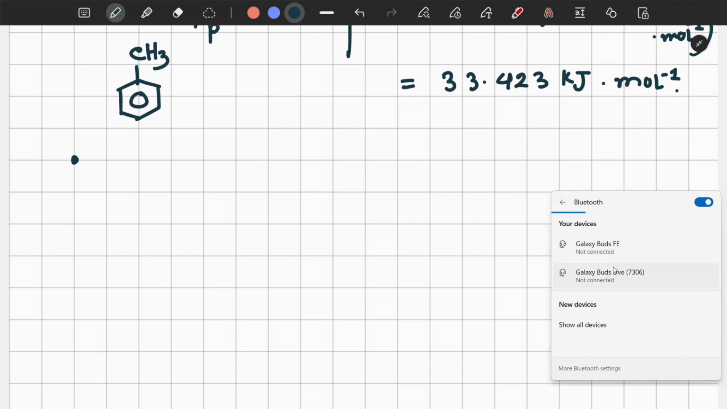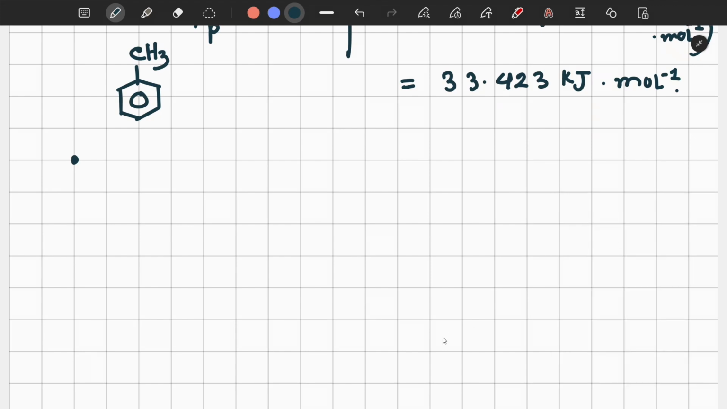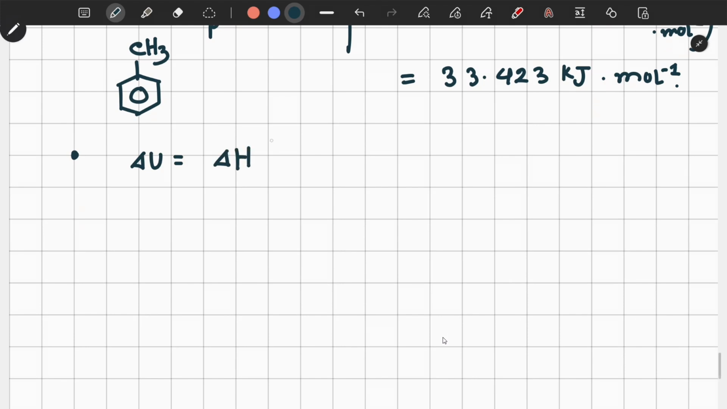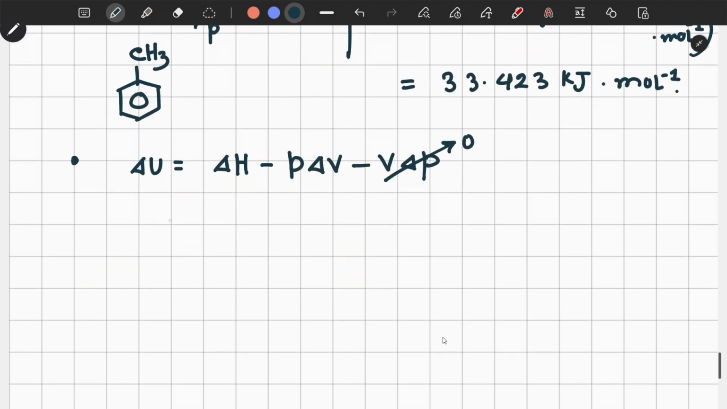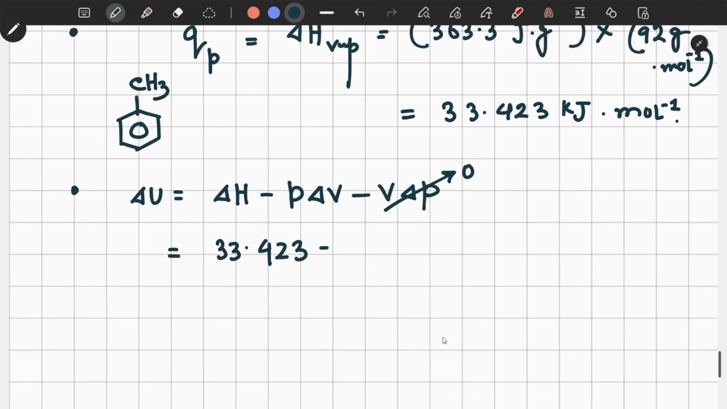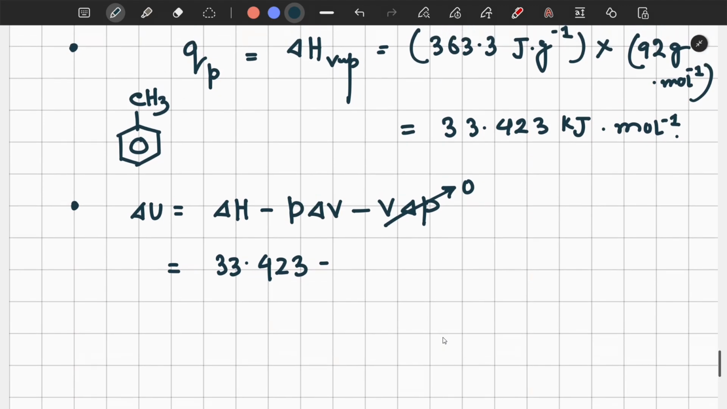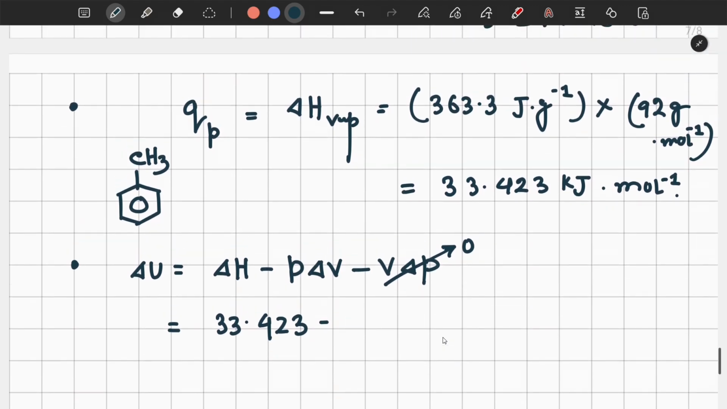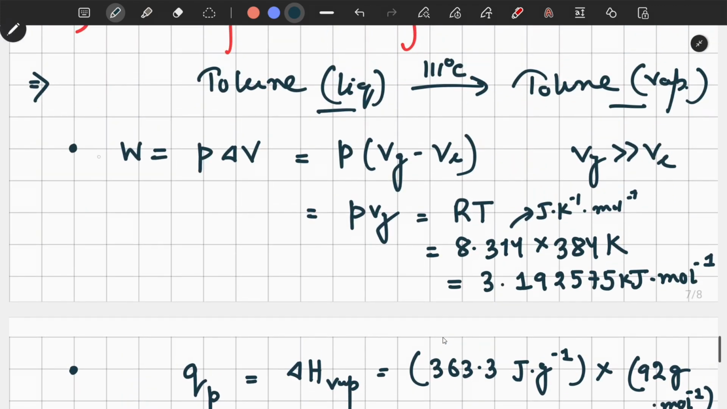Now you have calculated the main thing, then you can easily calculate. Del U is del H minus P delta V. It is a constant pressure process, so del H is 33.423 kilojoule, and PdV, that we have already calculated, work done, right? 3.192. Yes. So it is eventually 3.19.